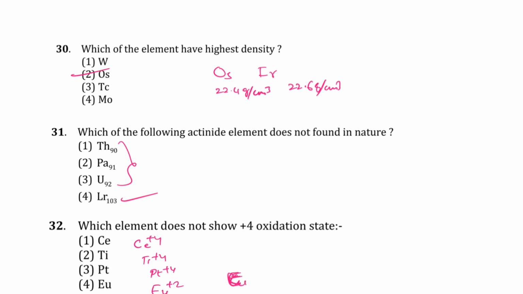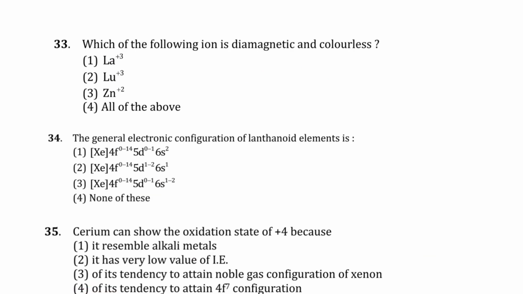Europium electronic configuration: 4f7 5d0 6s2. If these two electrons are lost, it shows europium plus 2 with the half-filled 4f7, which is more stable. That's why it tends to show the plus 2 state. Therefore, this is the option. Next, 33.